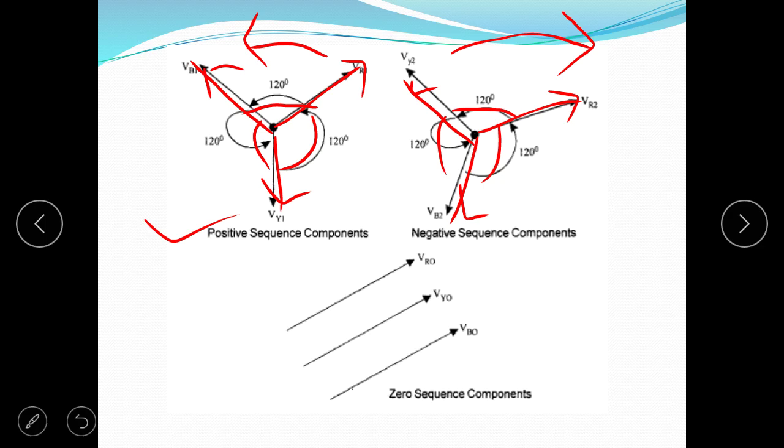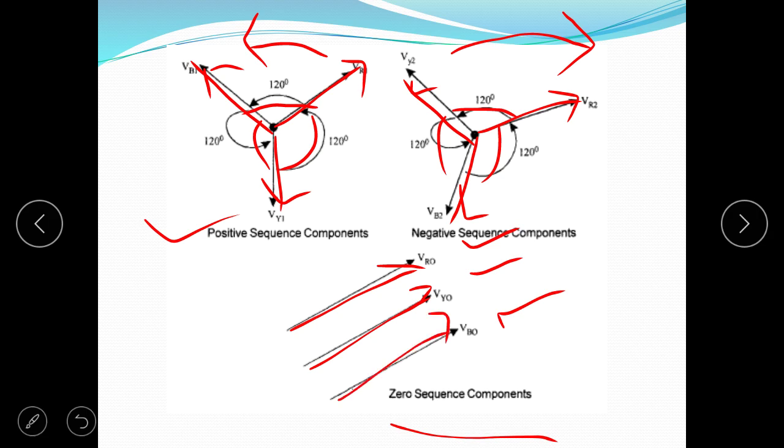Similarly, for zero sequence component, magnitude is VR0, Vy0 and Vb0, but there is no phase displacement, so these sequence components are in parallel. This is the phasor representation of sequence components.